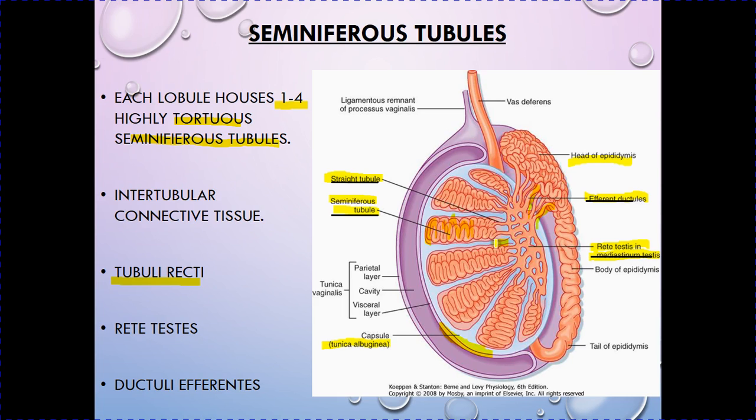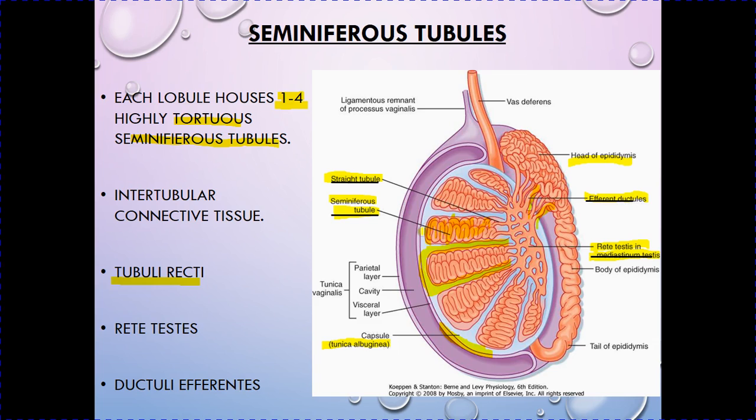From the mediastinum testes, septa arise, dividing the parenchyma into testicular lobules. There are about 250 testicular lobules. Each lobule houses 1 to 4 highly tortuous seminiferous tubules. These are the seminiferous tubules, which are intricately coiled tubules.